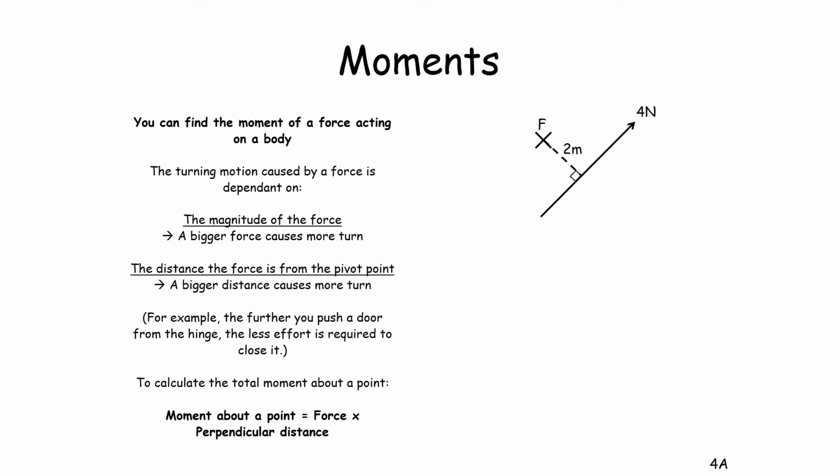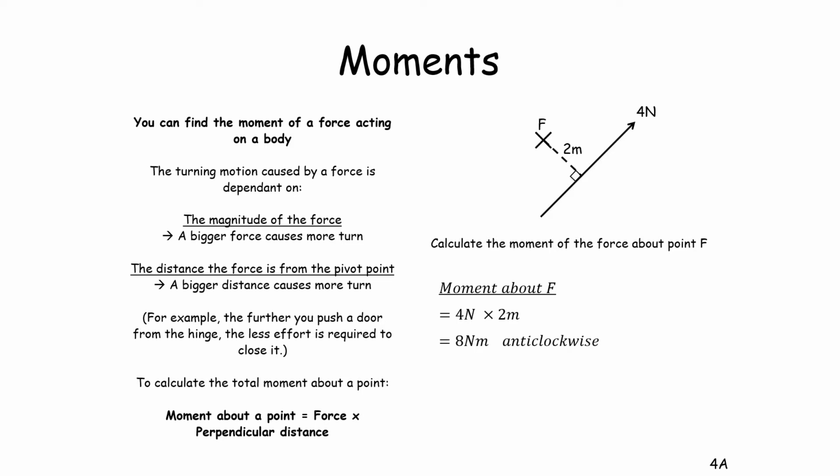So let's take this example. We have the center, which is F, and we have a force of 4 Newton, and it's 2 meters away, perpendicular distance 2 meters away. This force is going to start going anti-clockwise. So we simply multiply 4 Newton by 2 meters, and that will give us 8 Newton meters anti-clockwise.